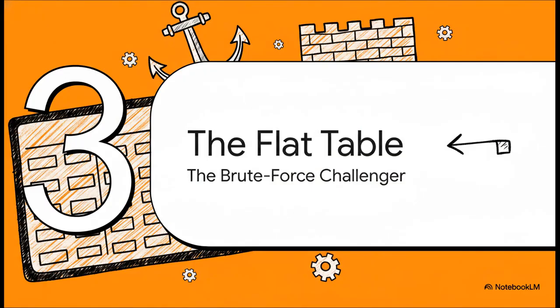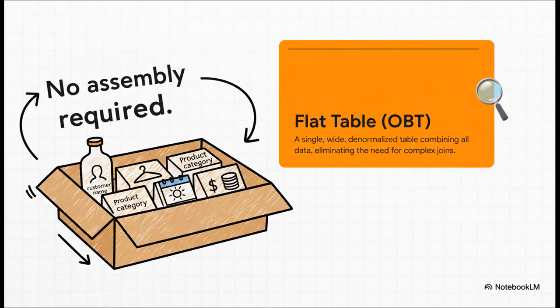Okay, and in the other corner, we have the powerful, no-nonsense challenger, the flat table. You'll often hear people call it OBT for one big table. So if the star schema is a restaurant kitchen, the flat table is like a meal prep kit. Every single thing you could possibly need for one specific analysis, the customer's name, the product's color, the transaction date, the price, it's all pre-packaged and waiting for you in one single wide box. The best part? No assembly required.